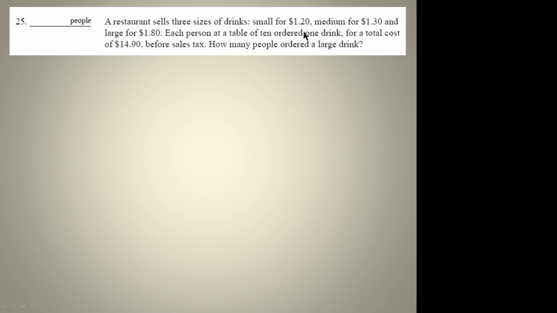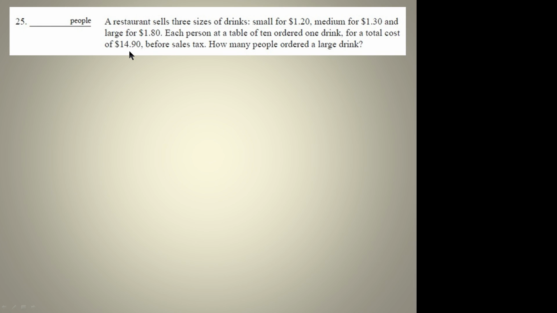So if you assume that X, let's do this better, because the question asks how many people ordered the large drink. So you assume that the answer is X. Let's say X people ordered a large drink. Then Y will be the number of people who ordered the medium drink, and Z is the number of people who ordered small drinks. One condition is X plus Y plus Z equals 10.